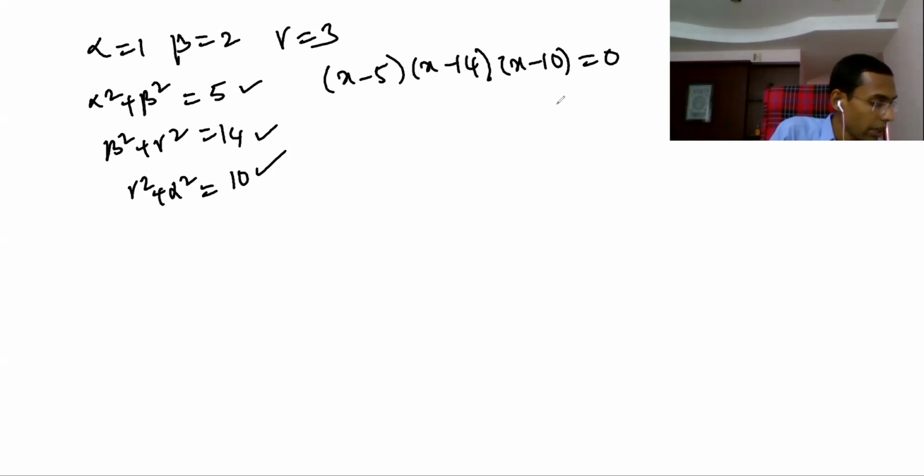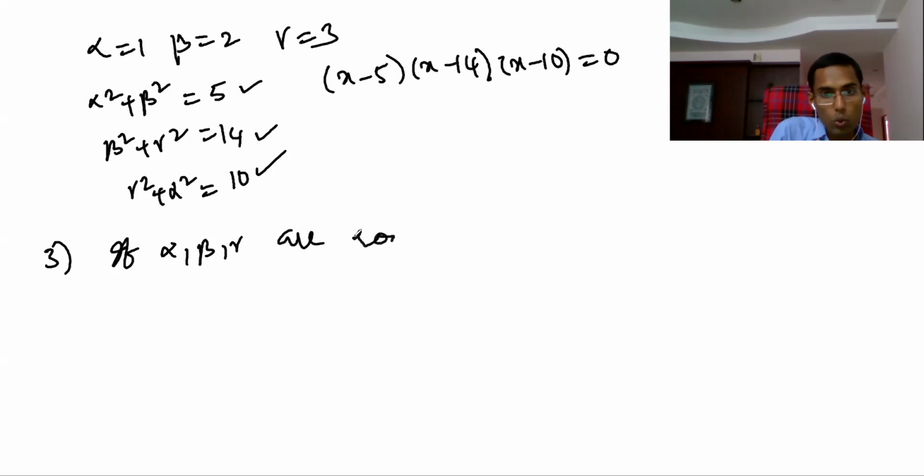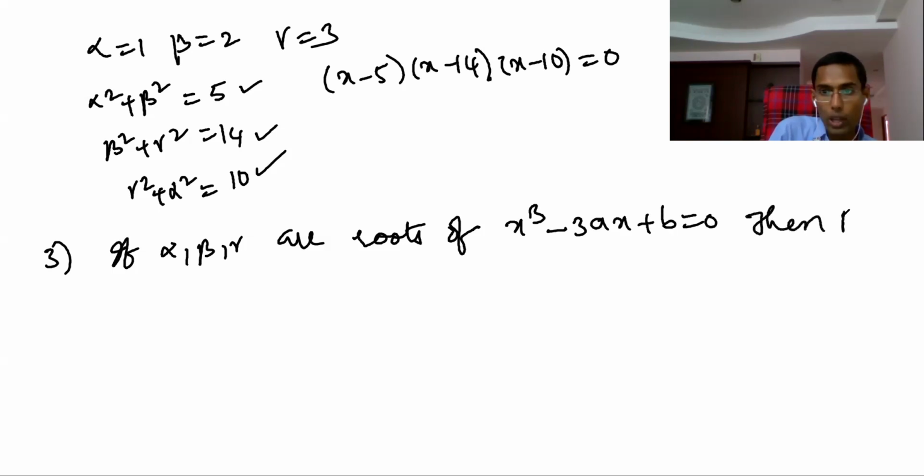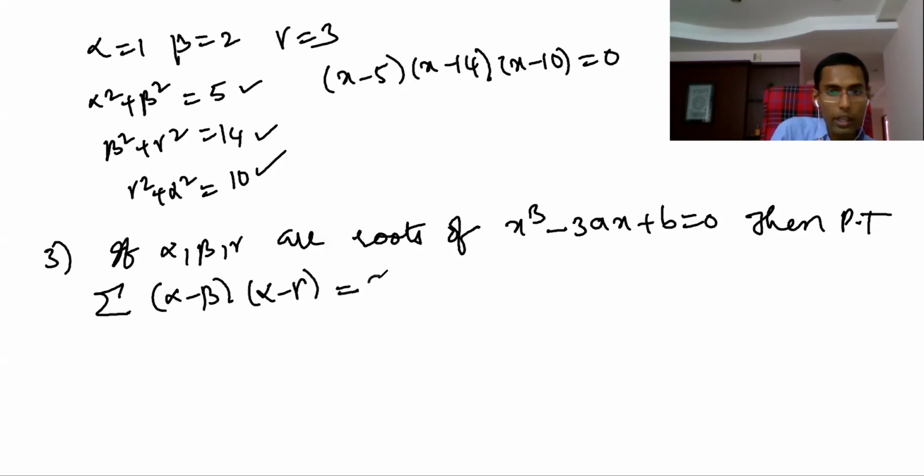So here is another question. Last we are going to take your third question. If alpha, beta, gamma are roots of x cube minus 3ax plus b equal to 0, then prove that summation alpha minus beta into alpha minus gamma is 9a. This is what you need to prove. Now let's do this one.